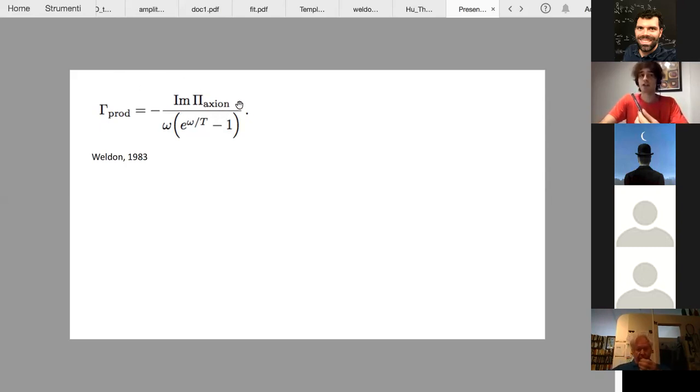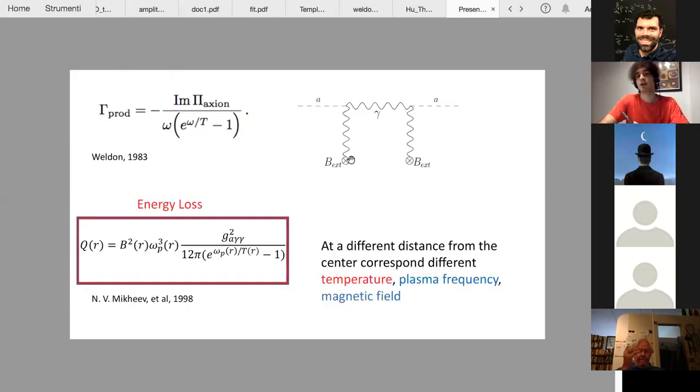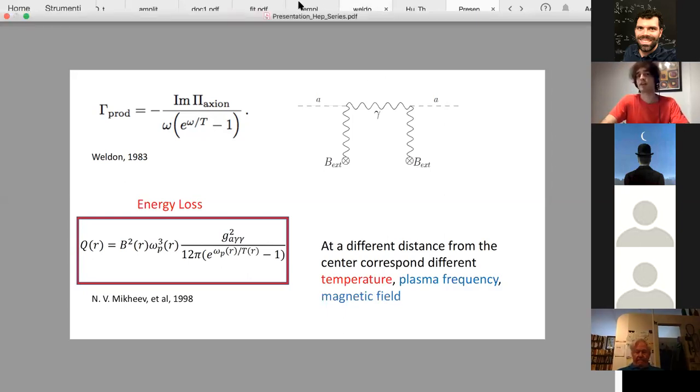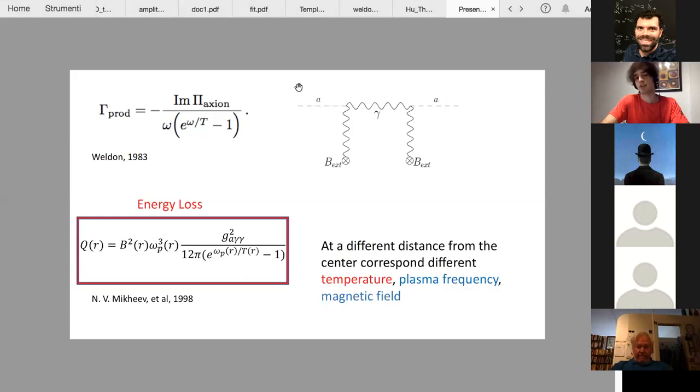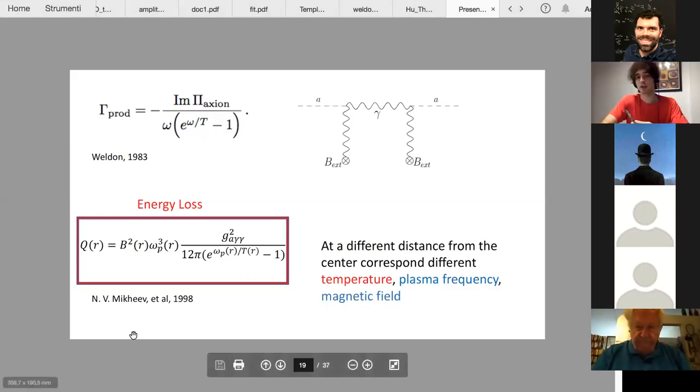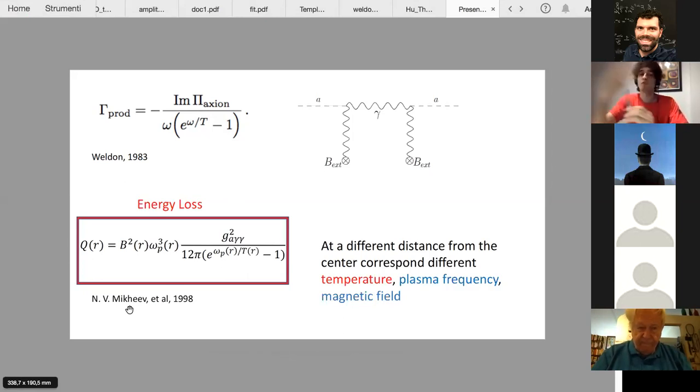amounts to calculating this object here, that is essentially the self energy of the axion. Then you cut it and you calculate the imaginary part of this diagram, and then you will have your rate. And we were very glad that we recovered the result of a previous paper, in which they did this calculation with different methods, and we fully agree with them. Luckily for us, we get the same answer.